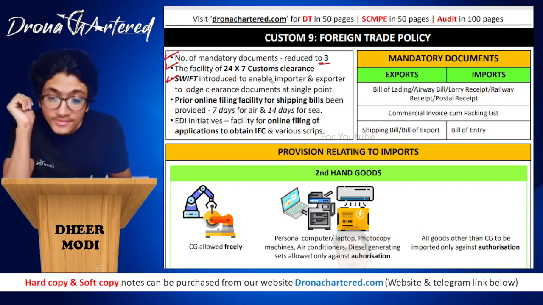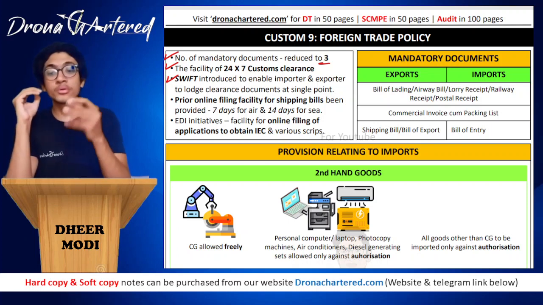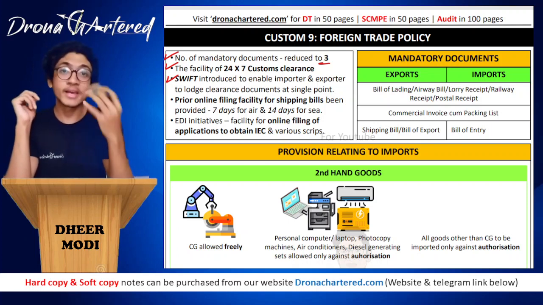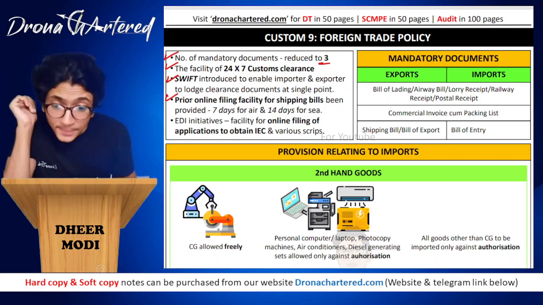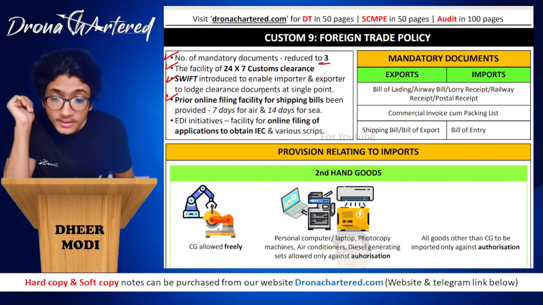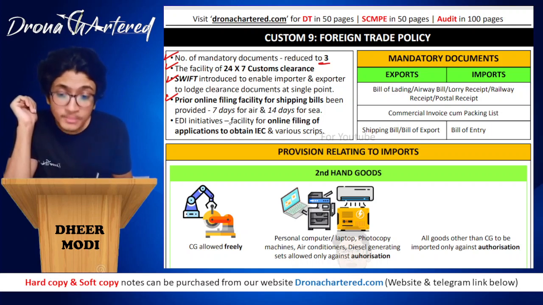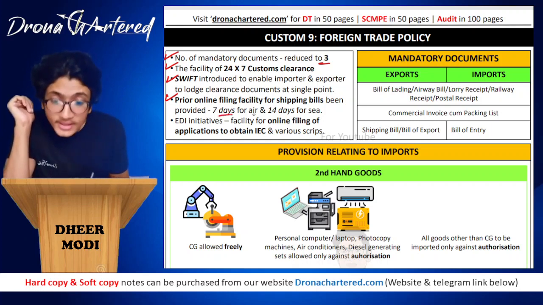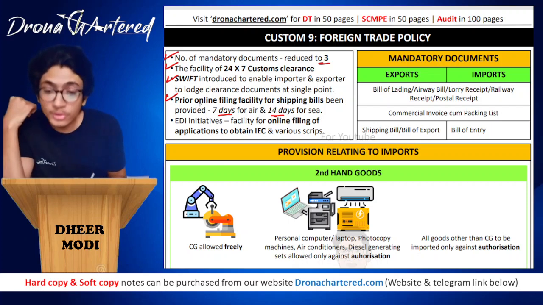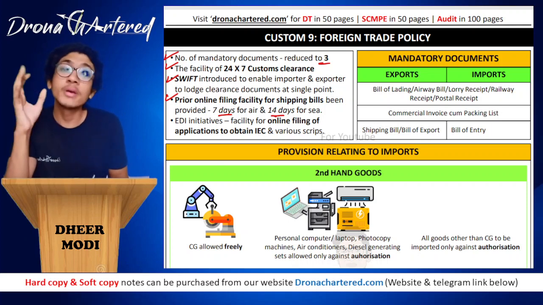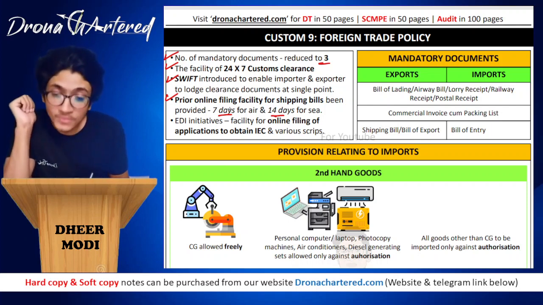Next, Swift is introduced to enable importer and exporter to lodge clearance documents at a single point. So Swift is a portal where they can put all their documents online. Next, prior online filing facility for shipping bills has been provided: 7 days if transportation is done by air and 14 days if transportation is done by sea. So you'll be able to fill it prior online only.